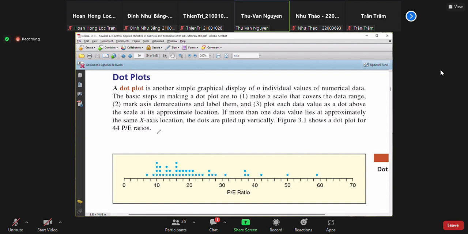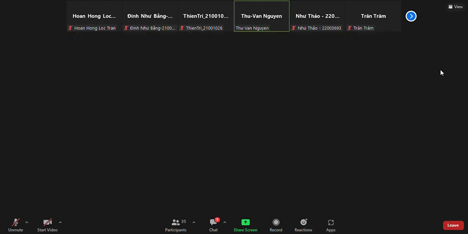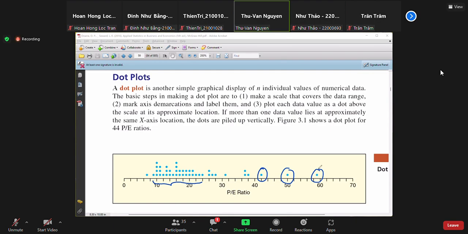Okay, so you can see that the data values range from 7 to 59, and it's concentrated mostly on this interval, right? And there are data values that seem to be quite different from the majority. Okay, fine. There are 3 dots here. It's quite different from the majority here.